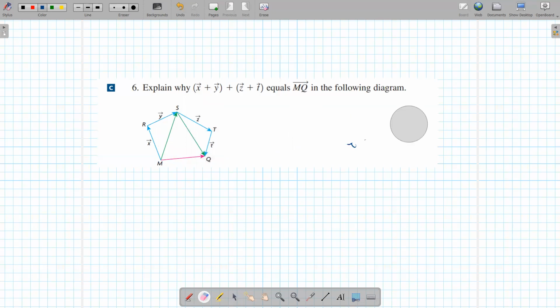This diagram has 5 sides. What is its name? What is a 5-sided diagram called? Now 3 is a triangle, 4 can be a rectangle, parallelogram, rhombus. What's the name for a 5-sided diagram? With a P. A pentagon. Yeah, exactly. It's a pentagon.